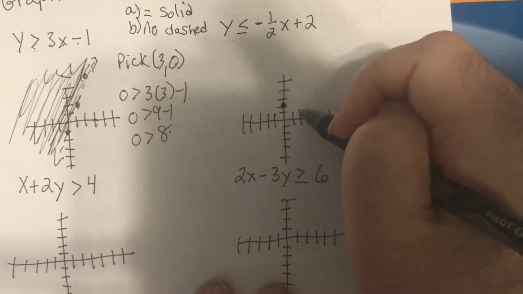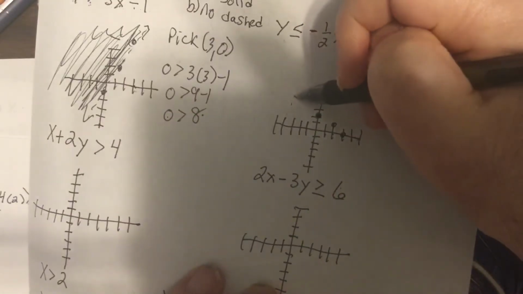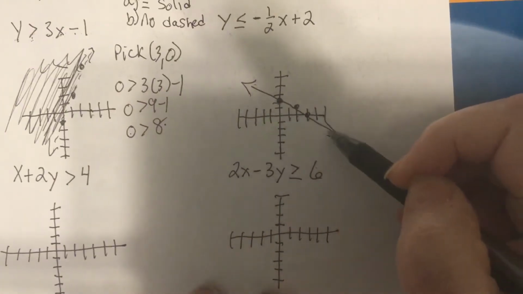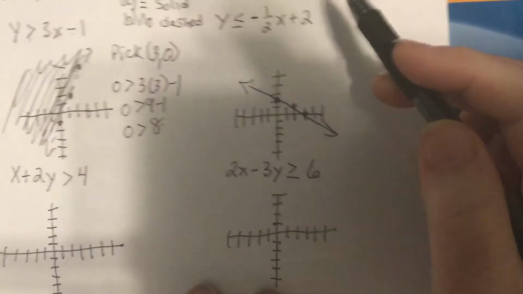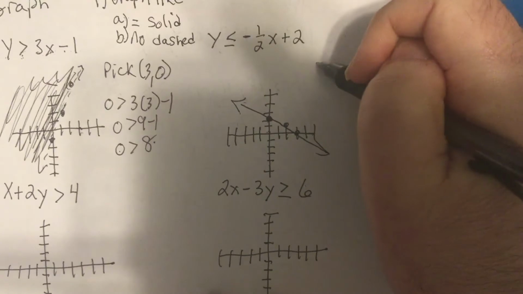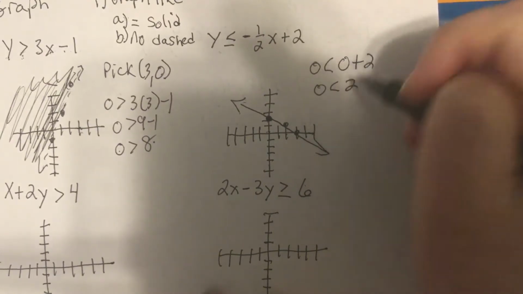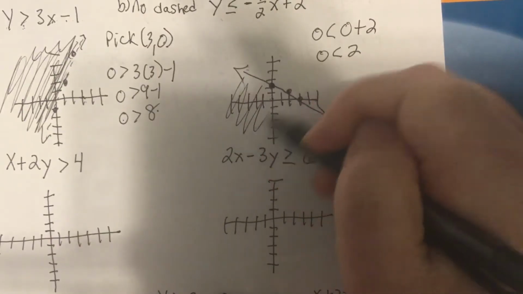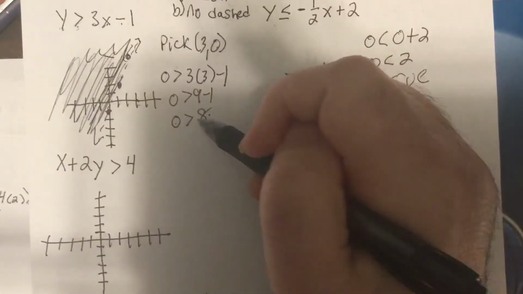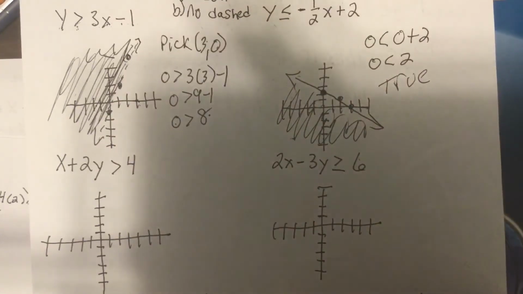So, here, 2 is my y-intercept. The slope is -1/2, so down 1 over 2, down 1 over 2. There is equals, so it's solid. Now you have to pick a point not on the line, because the line is where it's equals. I want to know where it is less than. So I'm going to pick the origin. Is 0 less than 0 plus 2? Is 0 smaller than 2? Yes. So I shade 0, 0, because that causes it to be true. Here, 3, 0 causes it to be false, so I shaded the other side.